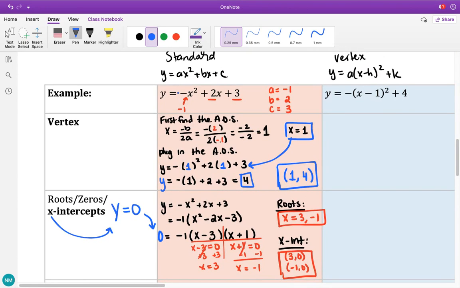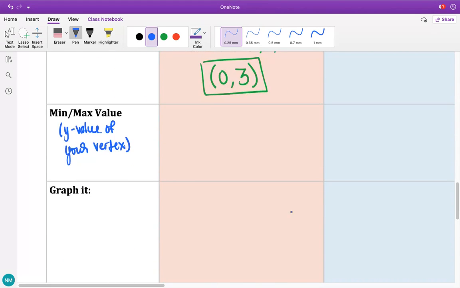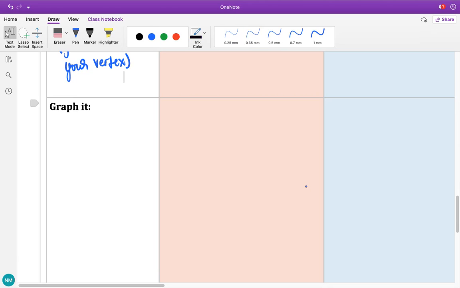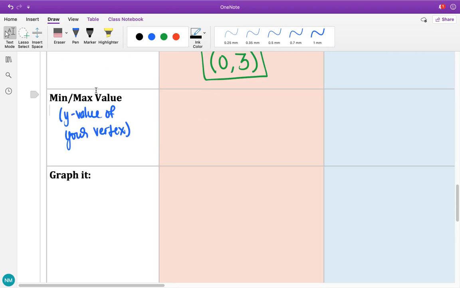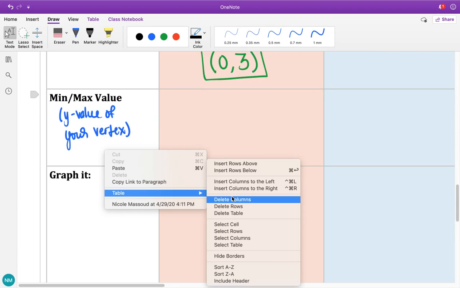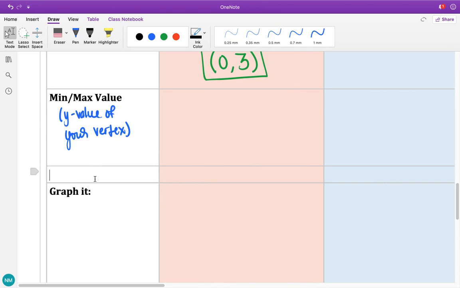Our concavity, quote unquote concavity, is going to be, and you know what, I should write this down. I should make a whole thing on this. Let's see. Can I do that? Table. Insert column? No. Insert row below. Yes.